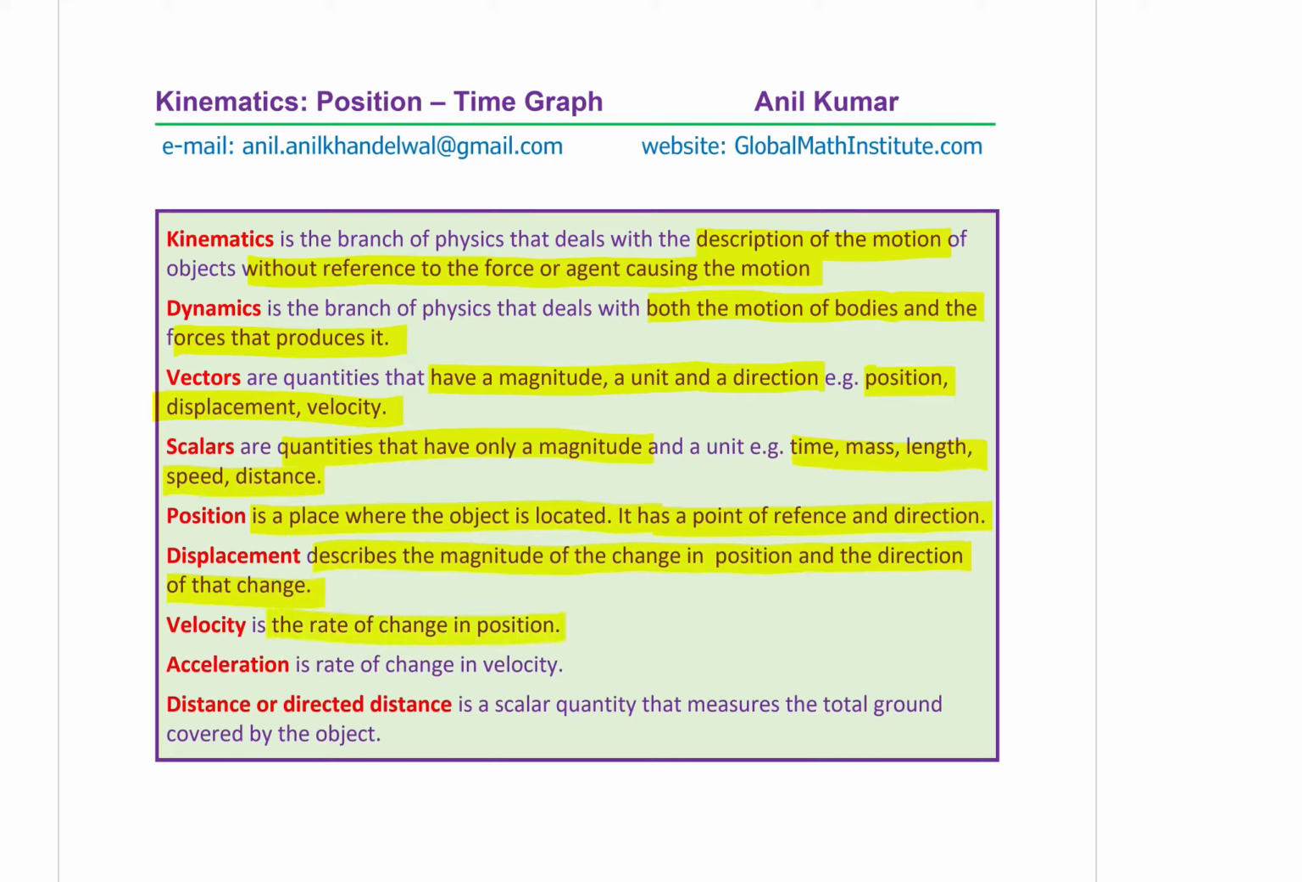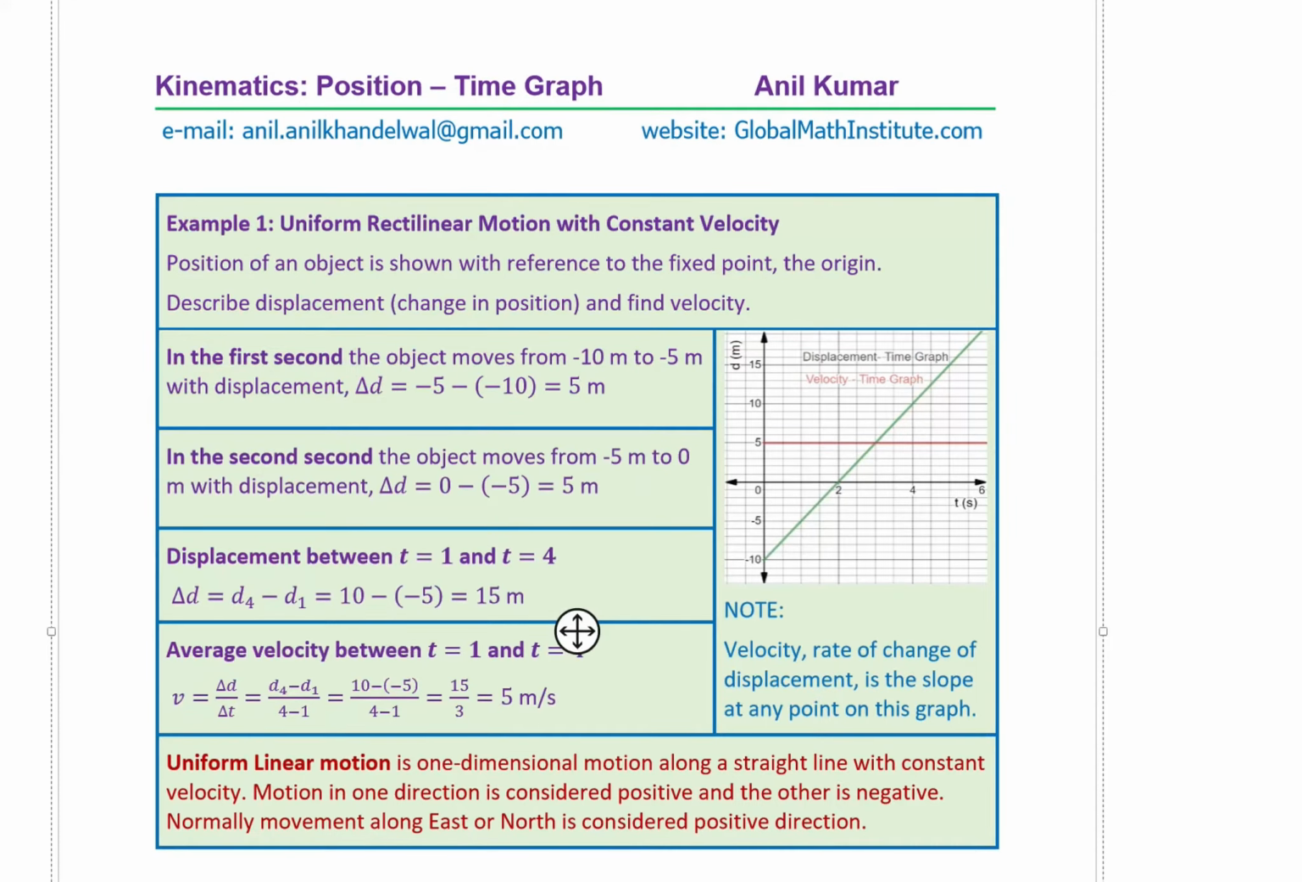Velocity is the rate of change of position, acceleration is the rate of change of velocity, and when we talk about distance or directed distance, right? Distance or directed distance, both are scalar quantities. We only measure the magnitude of the distance covered. Okay, let's take up examples to see how all these quantities are related in graphs.